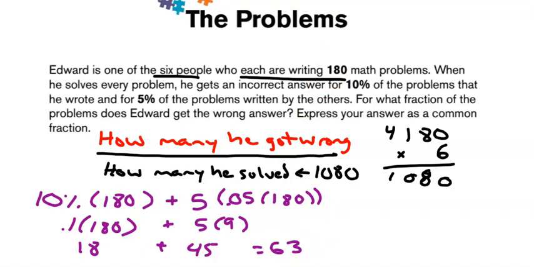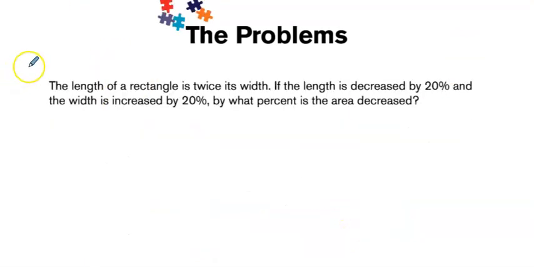So my final answer that I need to reduce is 63 over 1,080. I can tell pretty quickly both of these numbers are divisible by 9, and so when I divide each of them by 9, I get 7 over 120, which is as much as that fraction reduces, so that is my final answer. The length of a rectangle is twice its width.